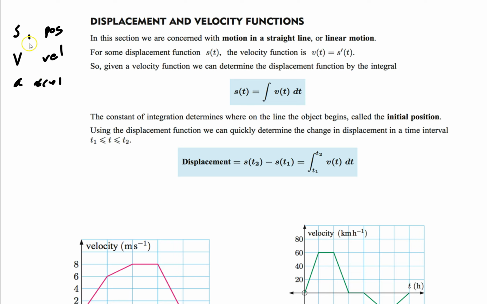When you took a derivative of position, you got velocity. When you took the derivative of velocity, you got acceleration. If you want to go backwards, you integrate. So displacement is also just known as the integration of velocity. Same thing, that's what displacement is. You integrate velocity to get displacement.